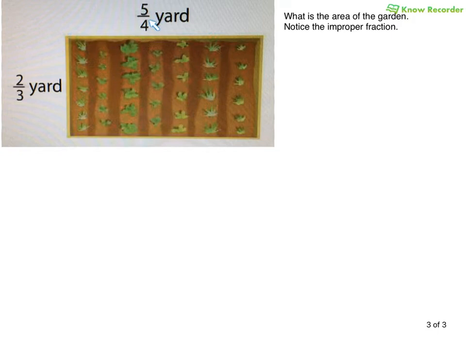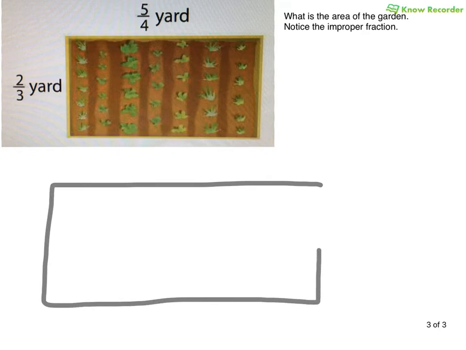So I have 5/4 times 2/3, because again, we want the area, and area is length times width in a rectangle. So what do I have? Well, here I have 5/4. The first thing I'm going to do is draw a garden. Boom, there's a garden. I realize that in one whole, I'll have 4 pieces. Problem is I have 5, so I'm going to spill over.